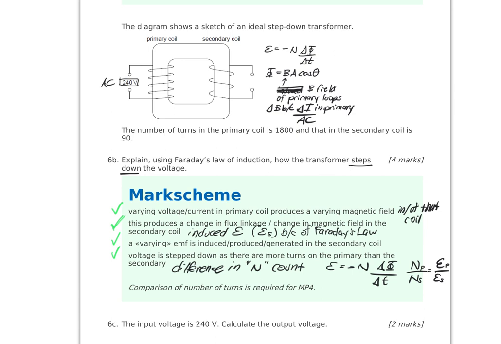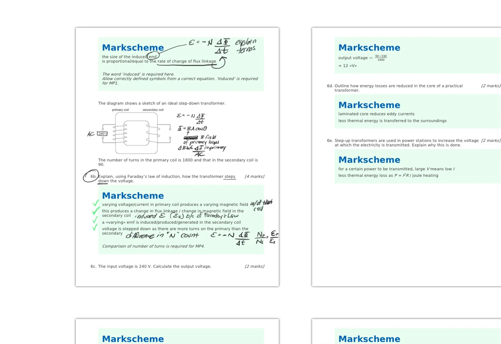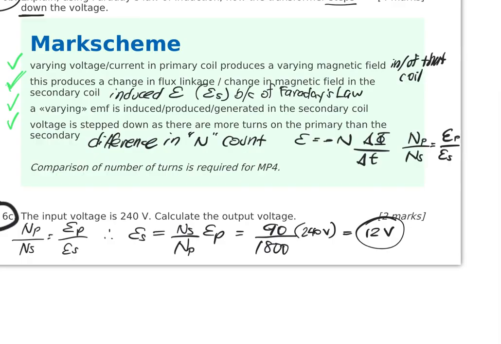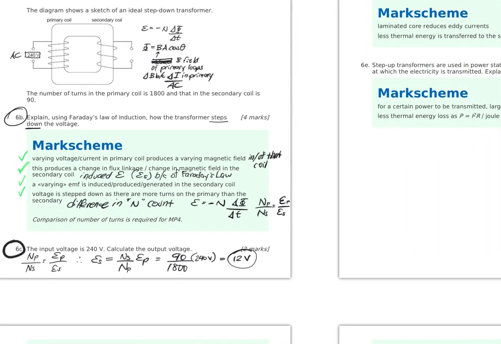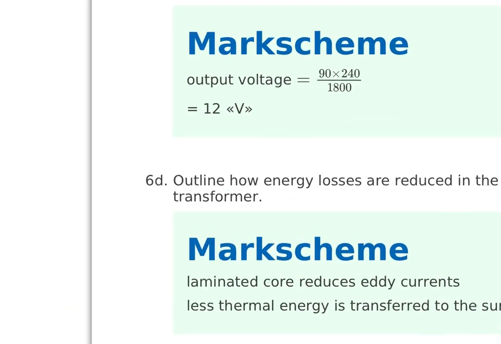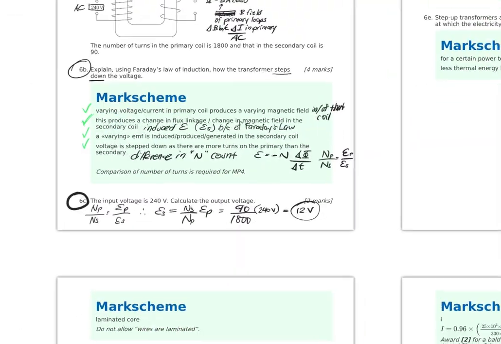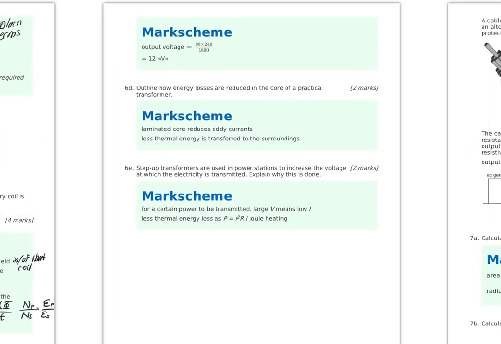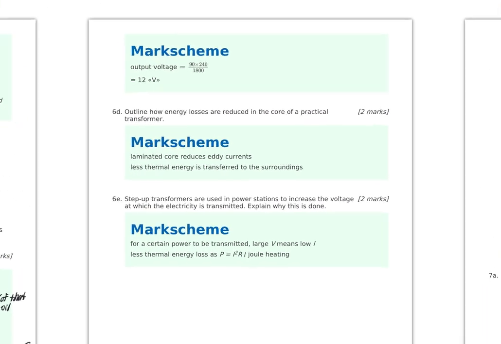So there we go. Speaking of that equation, we have 6C, and so in our secondary coil we wind up with 12 volts. Let me work that out. Let's see that right there, 12 volts. All right, let's keep on moving.